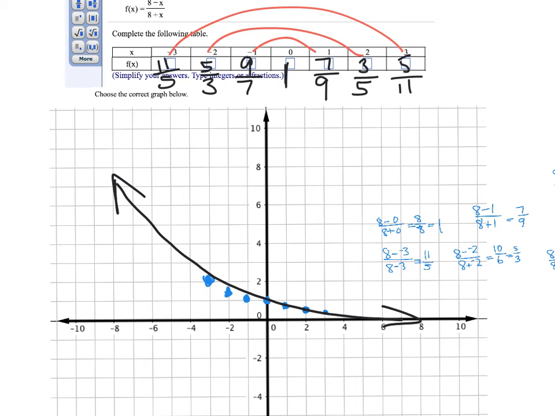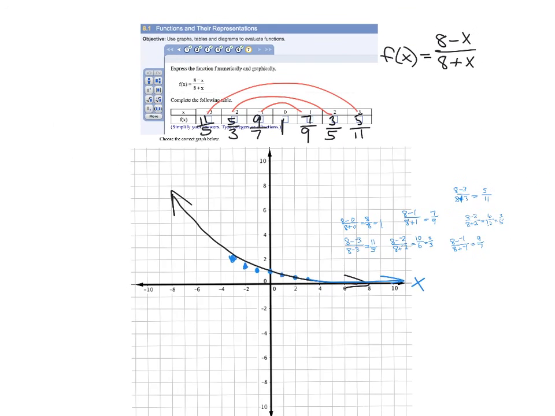And so you're going to choose the graph that most closely resembles this. Now, interesting, this line will actually never reach the x-axis. It'll just get infinitely close. It will never actually cross the x-axis. And that wraps up this video.